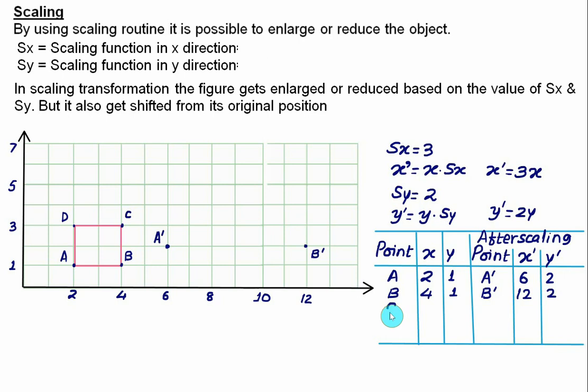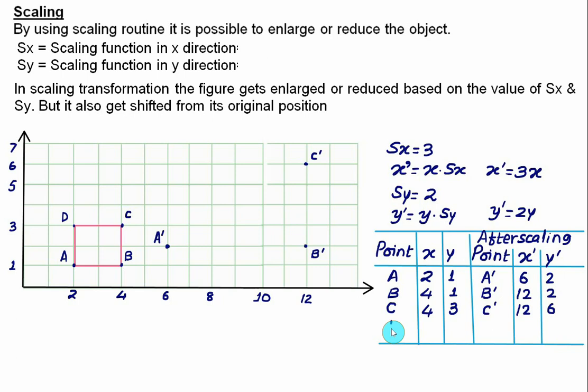Then we have the coordinates of point C. C has x coordinate equal to 4, y coordinate equal to 3. So we have 4 comma 3. After scaling, you will get C prime. 4 is multiplied by 3, that equals 12. 3 is multiplied by 2, that equals 6. 12 comma 6. This one is 6, this one is 12. So this point becomes C prime.